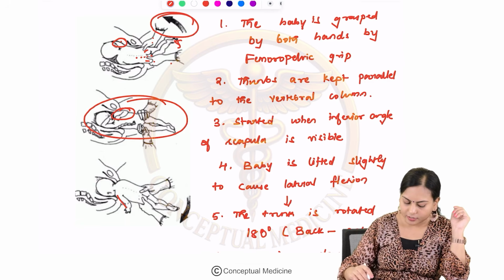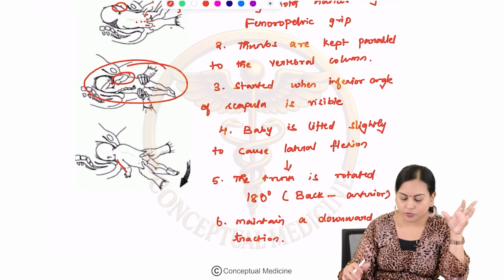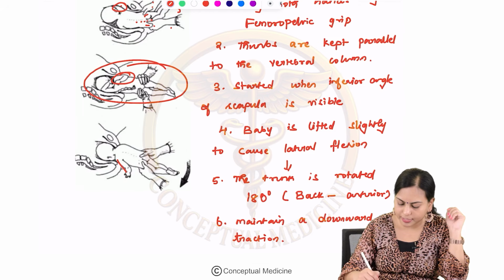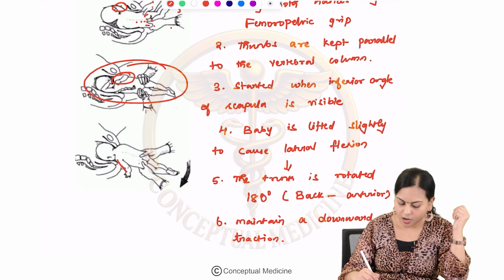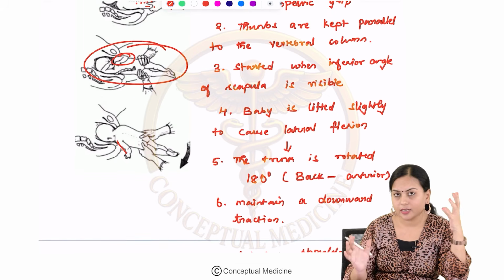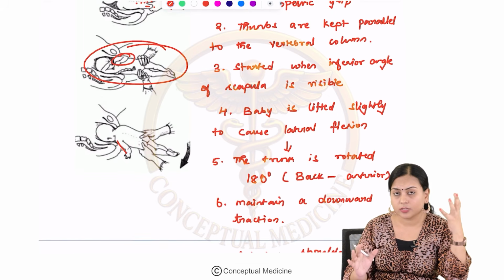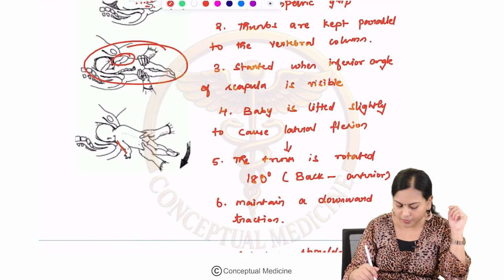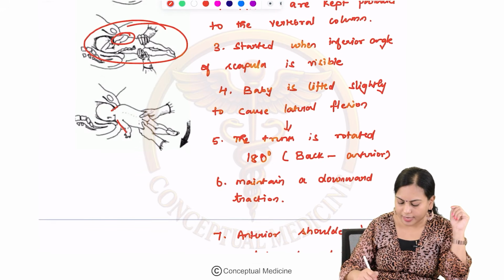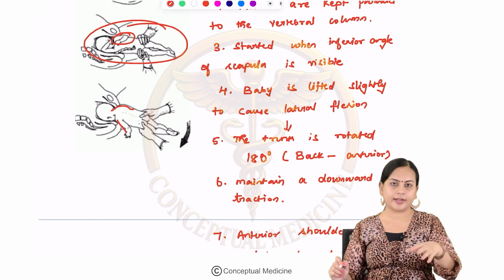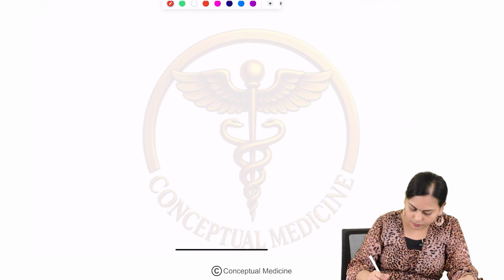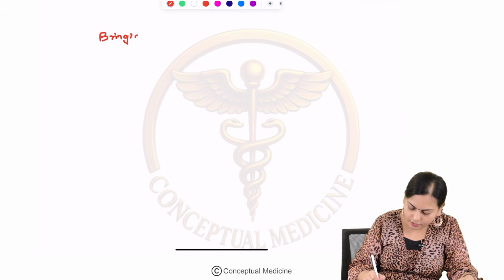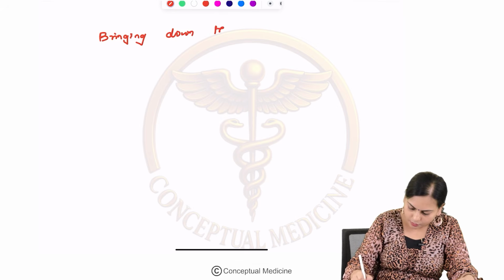Okay, and after that you will be maintaining a downward traction throughout, and it will be bringing the posterior arm to the anterior, such that the posterior arm will be coming under the pubic arch. You are able to see it has come under the pubic arch here. Then the trunk will be rotated in the reverse direction, so that the back is still in the anterior position. So the anterior shoulder will be coming again under the pubic arch, and the anterior shoulder will also be delivered. Clear?